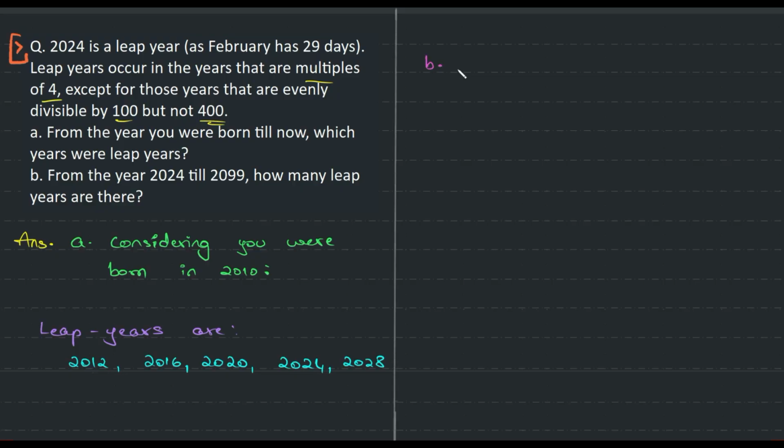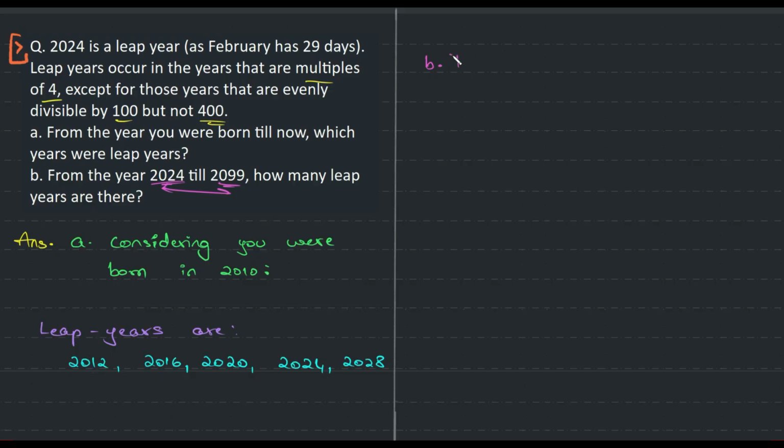Now, from the year 2024 till 2099, how many leap years are there? So my funda is always: find the highest possible number in the series. There's a bunch of numbers between these two numbers. What is the highest number which is a leap year? That's the question. Pause and think over.